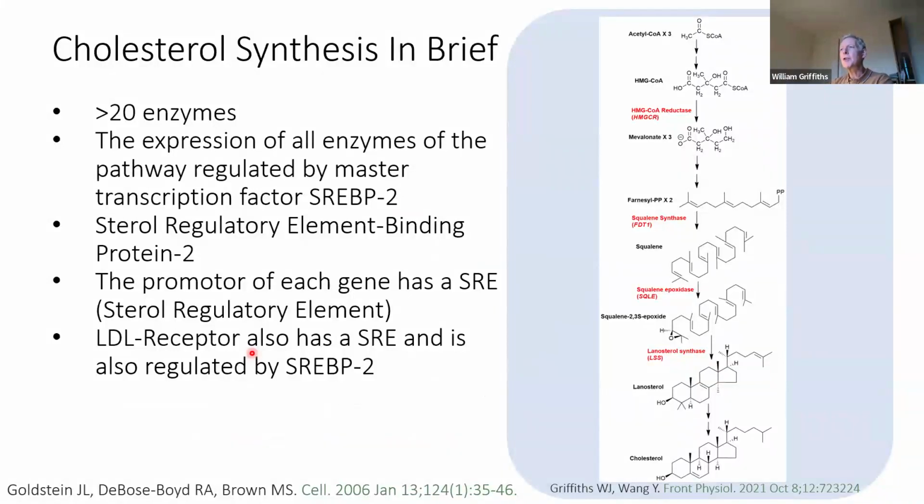If we look at cholesterol synthesis, we start with acetyl-CoA and we end up with cholesterol, and we've got about 20 enzymes involved in the pathway. These enzymes are really regulated by the master transcription factor SREBP2, or sterol regulatory element binding protein 2. Each of the genes of these enzymes in the cholesterol biosynthesis pathway has a sterol regulatory element, and SREBP2 binds the sterol regulatory element and activates target gene transcription. The LDL receptor also has a sterol regulatory element, and SREBP2 will also regulate the transcription of the LDL receptor. So SREBP2 is a real key regulator of cholesterol biosynthesis.